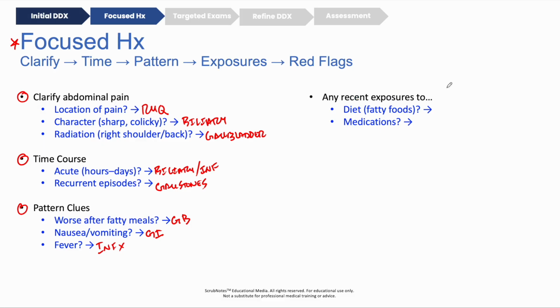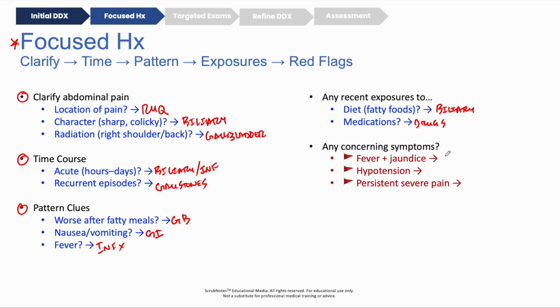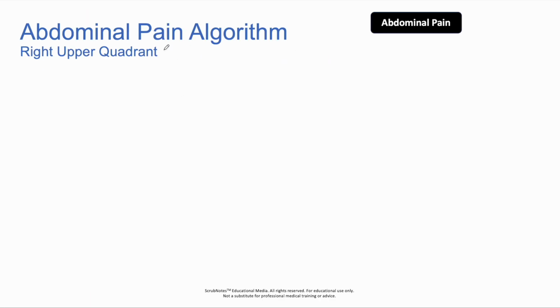Next, we want to ask about what they've eaten. Maybe they get this pain with fatty foods or from eating egg salad that sat out too long. Any medications that they take, because this could be drug related. And then, of course, we want to ask about any concerning red flag symptoms. So the combo of fever and jaundice is often associated with cholangitis. Hypotension could indicate sepsis, and persistent severe pain could be a surgical need. Now, let's put all this together.